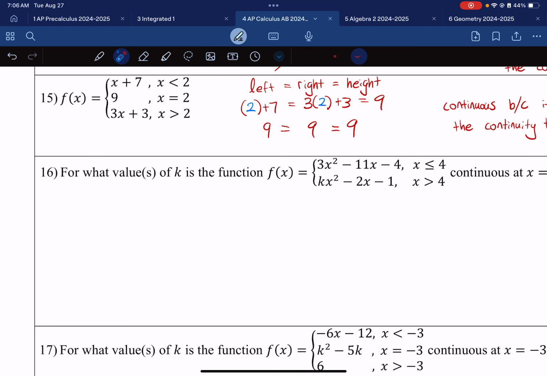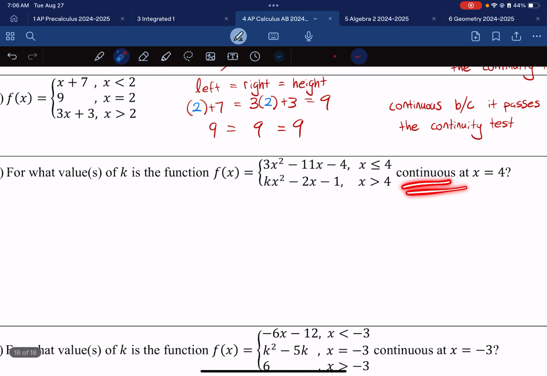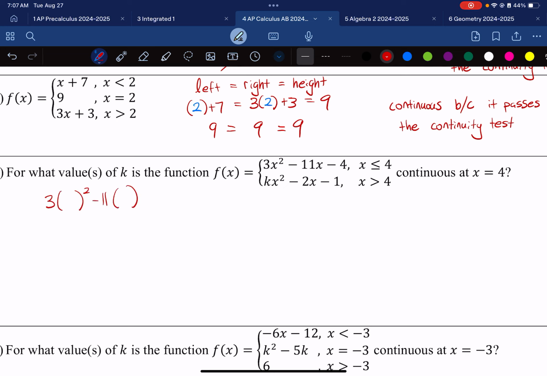All right, number 16 and 17 are a bit trickier, but this is the assumption. It says, okay, we need to find a value of k so that this thing is continuous. So assume, yes, it passes the continuity test. If it passes the continuity test, I know that this piece and this piece have to be equal to each other, and I can plug in the suspect point. I start with the continuity test, assuming it's true. I'm going to say that 3x squared minus 11x minus 4 is equal to kx squared minus 2x minus 1. And then I can plug in the suspect point of 4 into all of these x values. So this assumes that it passed the continuity test, and I just solve for k now.